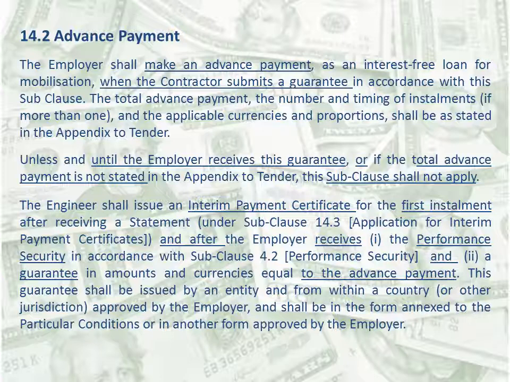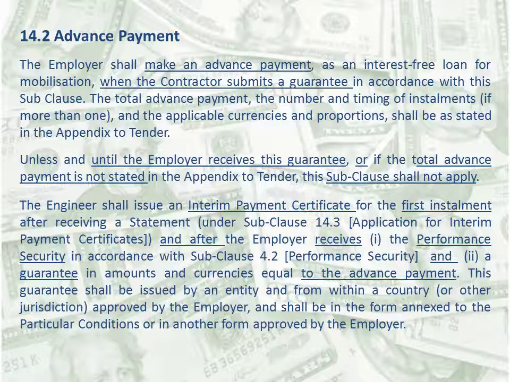It can be other jurisdiction as well, but it should be approved by the employer and shall be in the form annexed to the particular conditions or in another form approved by the employer. It is the employer's obligation to pay an advance payment for mobilization as specified in the appendix to tender with an exchange of a guarantee. It will be a sum or a percentage of accepted contract amount.